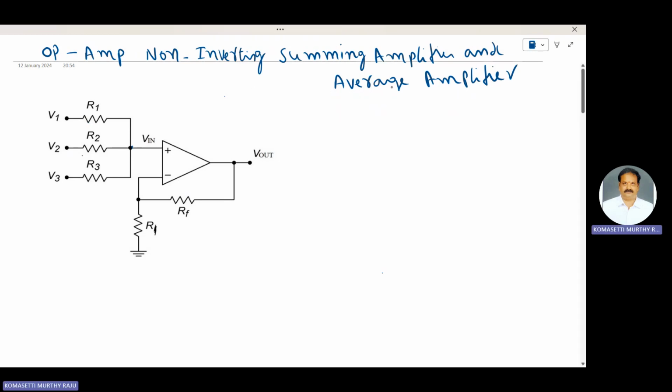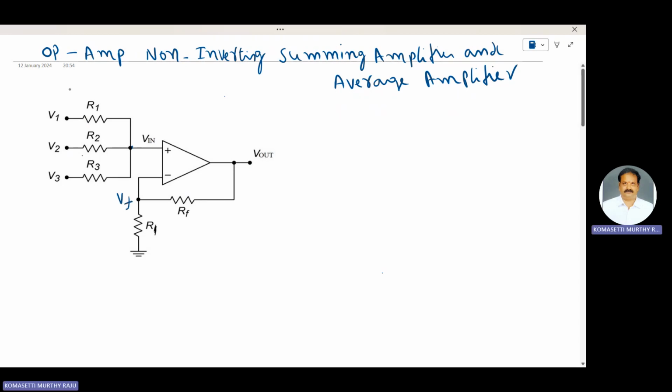Op amp, non-inverting summing amplifier, and average amplifier. Here V1, V2, V3 are three input voltages. This is V in, this is V out. The feedback voltage is Vf.